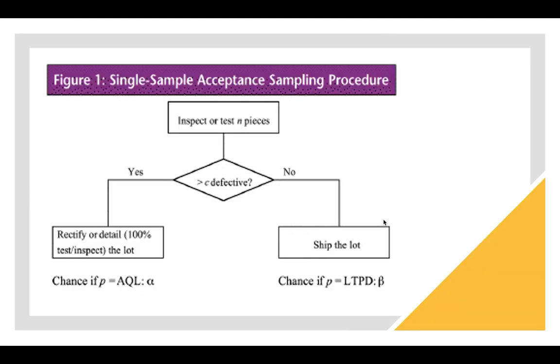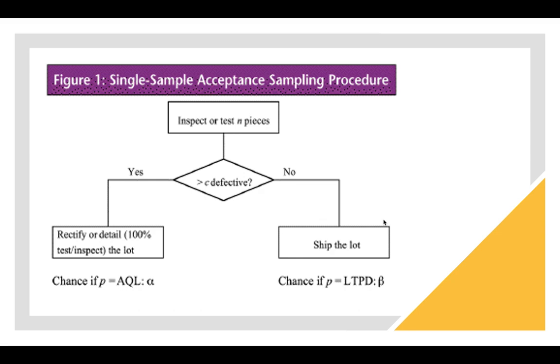Just to give you an idea or an image, this is the single sample acceptance sampling procedure, in which companies use acceptance sampling to find the quality control in their products. Just like in this slide, it says inspector tests n pieces.